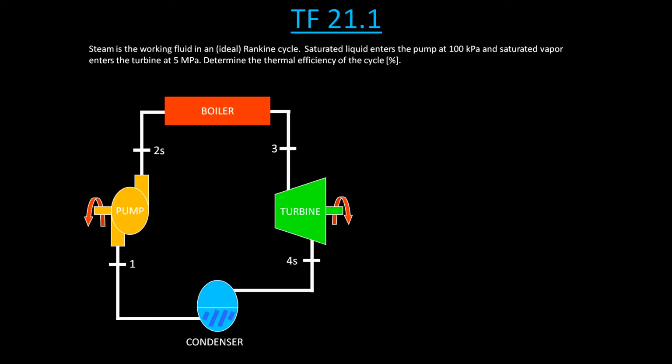So let's start off by stating the initial conditions of what we have. We know that the quality is going to be 0 at state 1 because it's a saturated liquid, and we know the pressure at state 1 is going to be 100 kilopascals. Similarly, at state 3, we know that the quality is going to be 1, and that the pressure is going to be 5 megapascals.